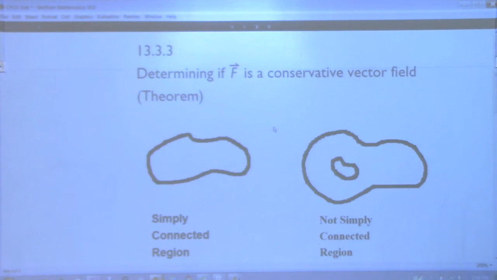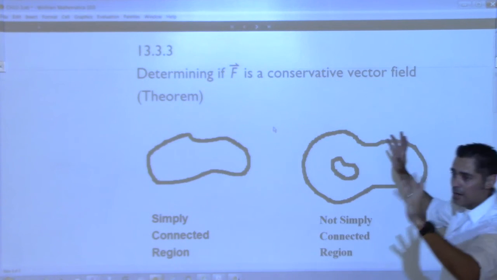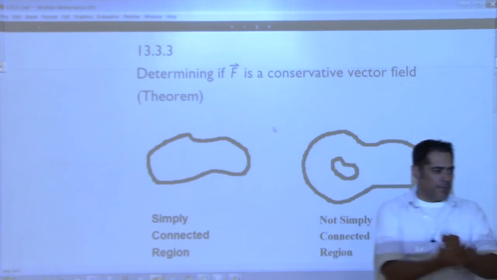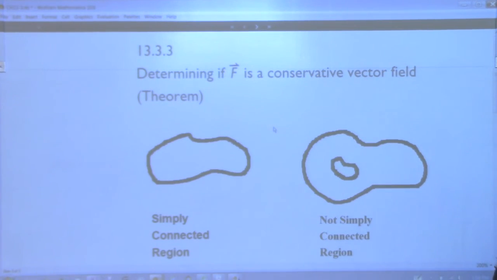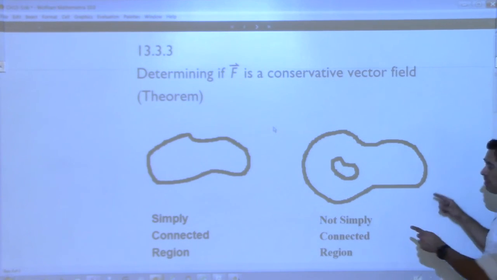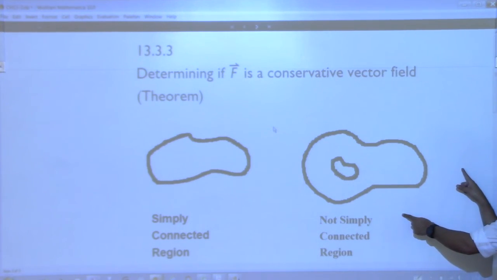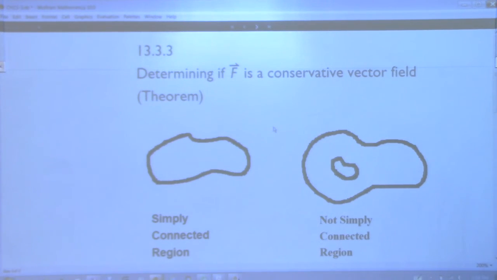Determining if F is a conservative vector field. So this is the big deal right here, right? If somebody gives us a vector field, how do we know it's conservative? Because if it's conservative, then it's path independent, right? If I have a conservative vector field, it's path independent because the endpoints are the only thing that matters. Okay, so determining if we have a conservative vector field.